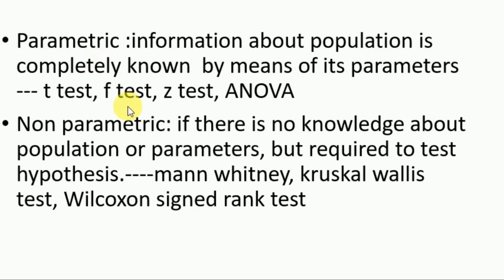So there are two types of statistical tests, that is parametric statistical test and non-parametric statistical test. Parametric statistical tests are used in those cases where information about the population is completely known by means of its parameters. And also it requires measurements on at least an interval scale. Example, t-test, f-test, z-test and ANOVA.